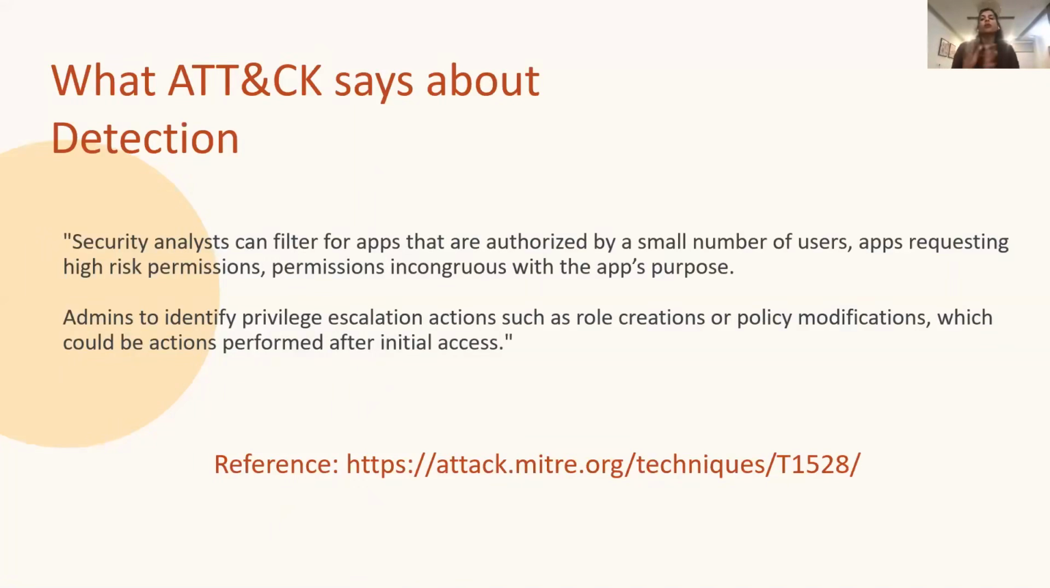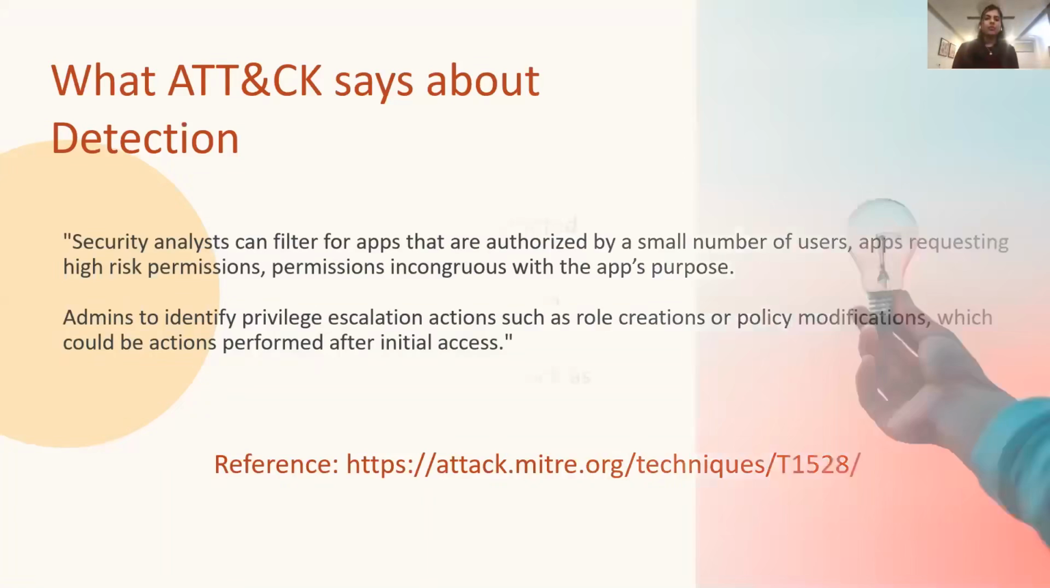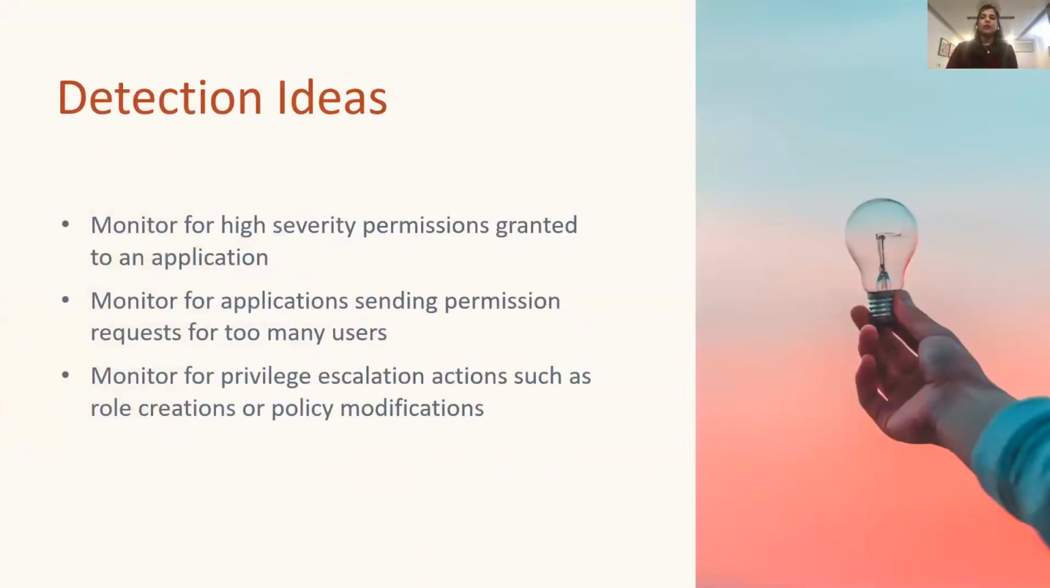Security analysts can filter for apps that are authorized by a small number of users, apps requesting high-risk permissions, and permissions that are incongruous with the app's purpose. Admins can identify privilege escalation actions, such as role creations or policy modifications, which could be the actions performed after the initial access. To simplify ATT&CK's suggestions, I have created bullet points out of these.